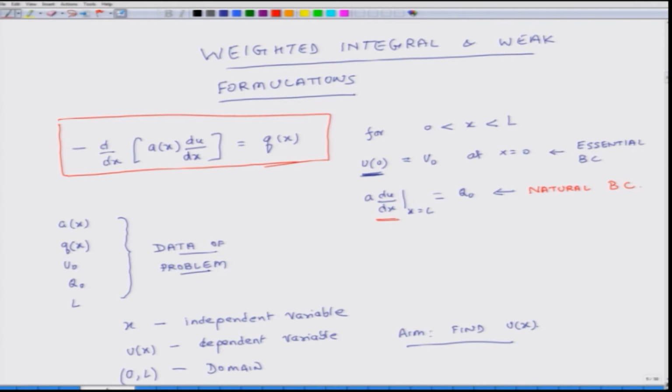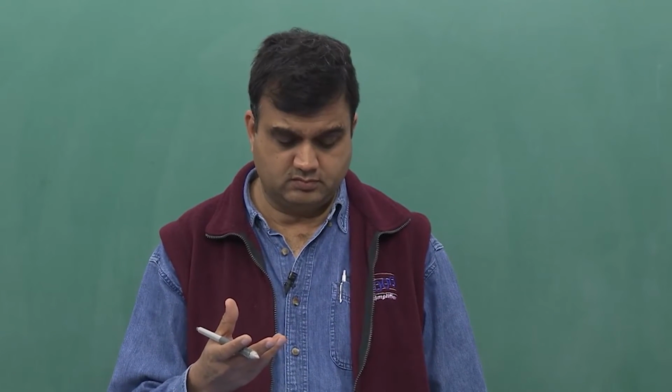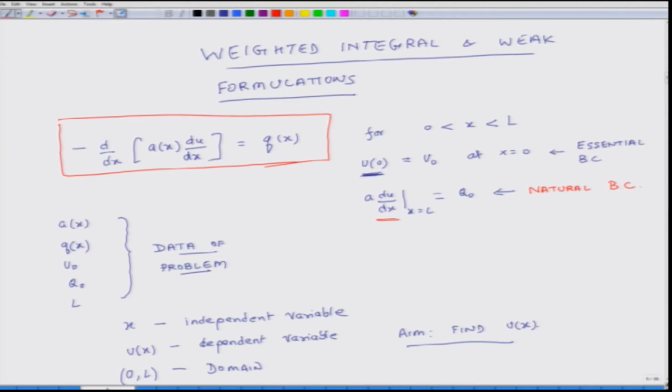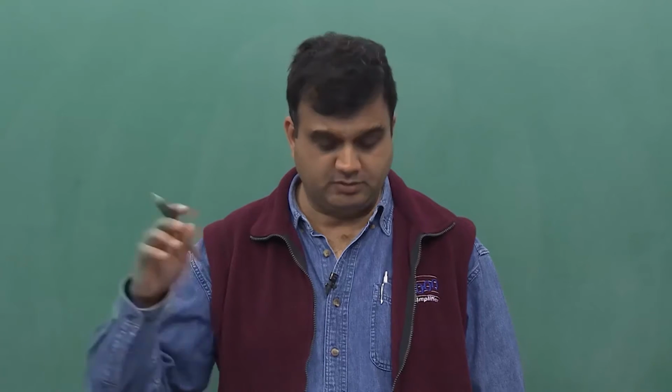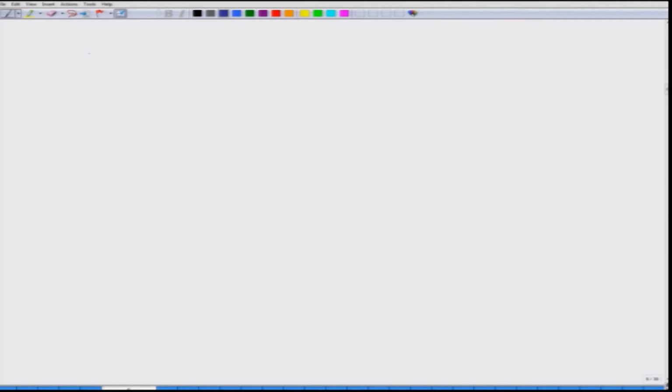Now, before we discuss how to solve this problem, I wanted to explain the physical meaning of some of these parameters: meaning of A, meaning of Q, u naught, q naught and L. And it just turns out that this particular differential equation is valid for a very large number of problems. So, we will look at what types of problems this particular differential equation is valid for. So, I will just rewrite the differential equation.